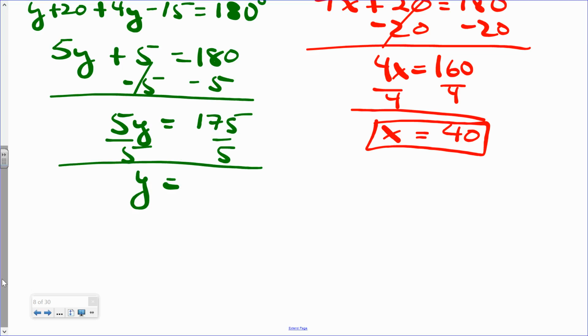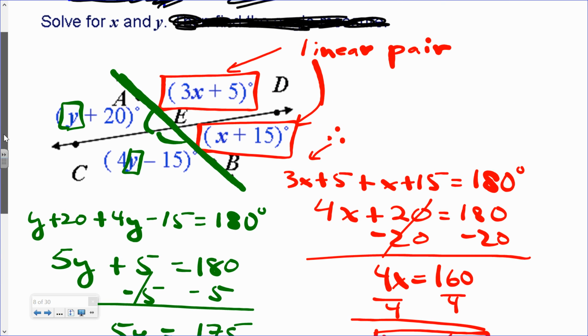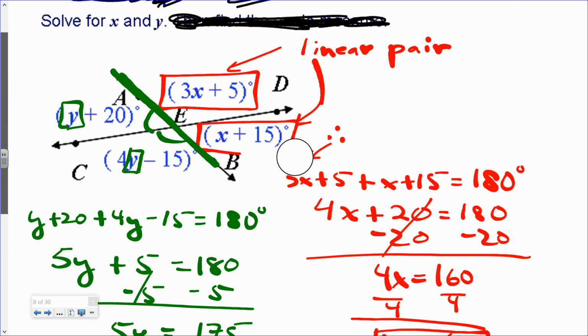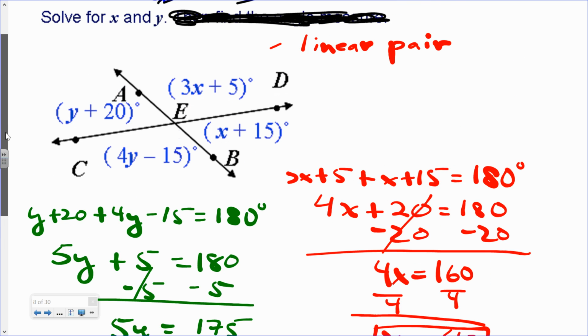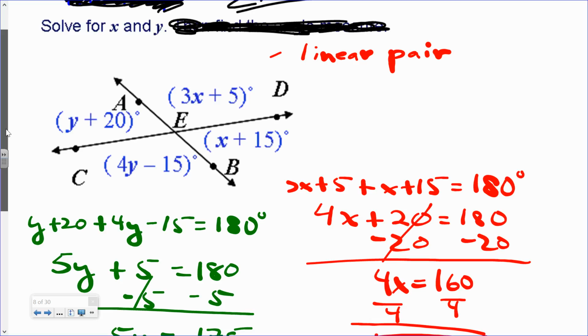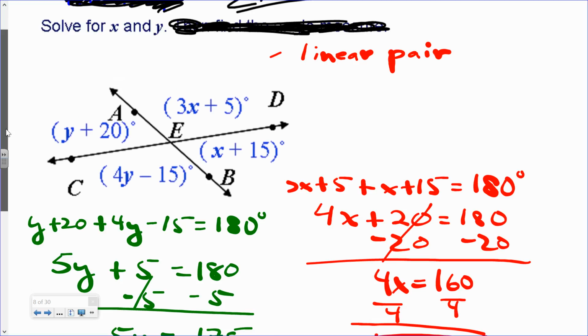Math 1 stuff now. y is 35. Now we can get happy because our mission is accomplished. y and x have been solved for, based on our angle knowledge. Now look at the degrees. It's actually a good question. Look at the degrees of this angle. This angle is actually y plus 20 degrees. So what was y? 35. So if you want to know the actual degrees of this angle, 35 plus 20, 55. So the degrees are actually 55.